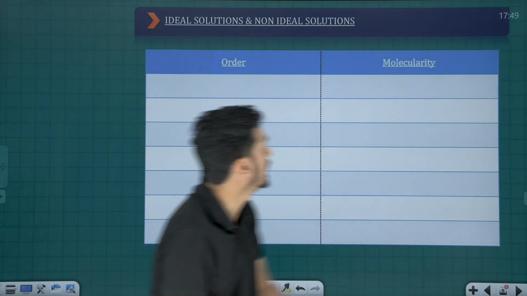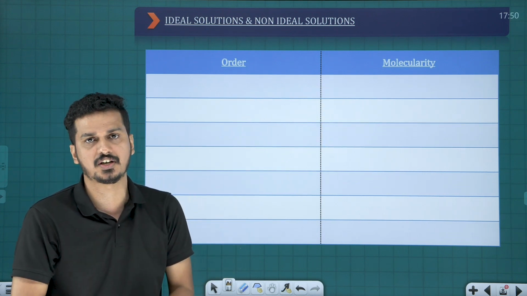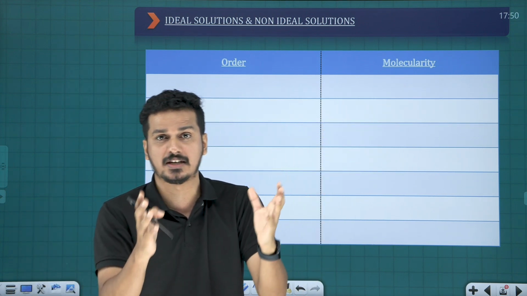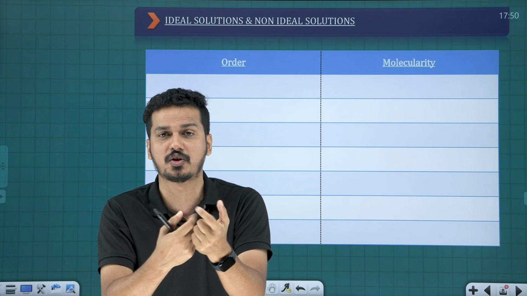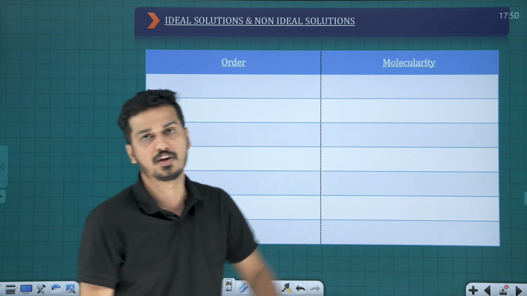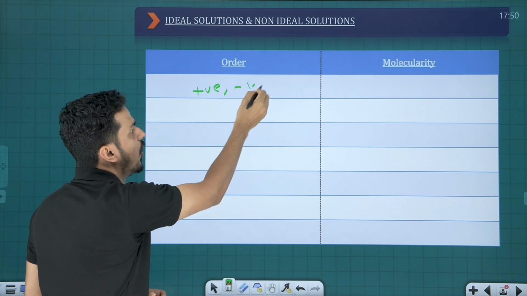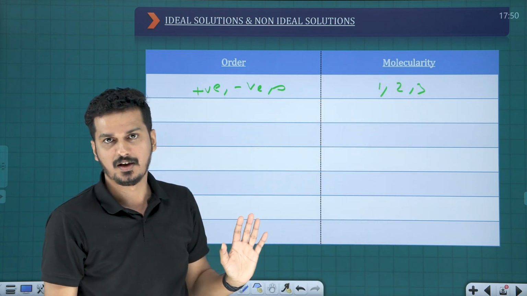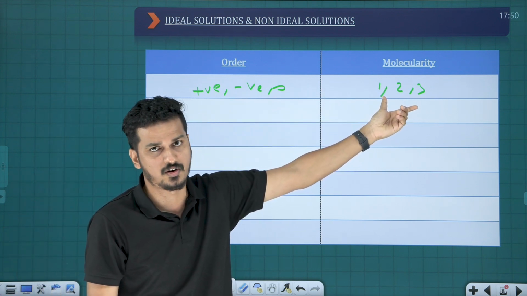Next, the difference between order and molecularity. Order is the sum of the powers of the concentration terms expressed in the rate law equation. Molecularity is the number of reacting species, atoms, ions or molecules, that collide simultaneously in an elementary chemical reaction. Order may be positive, negative or zero. But molecularity cannot be zero; its possible values are 1, 2, 3. Order is an experimental quantity, while molecularity is a theoretical concept. Keep that idea in mind.